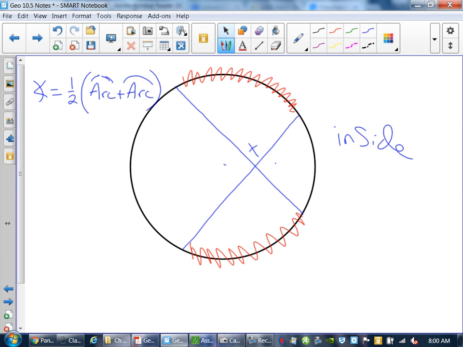But Mr. Murphy, for the other two, it would be the exact same rule. If I placed one here, this angle would equal half of this arc plus this arc. It's the exact same rule. And it doesn't matter, you could be looking at either set, it just depends on the problem.